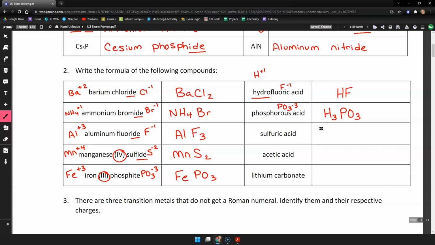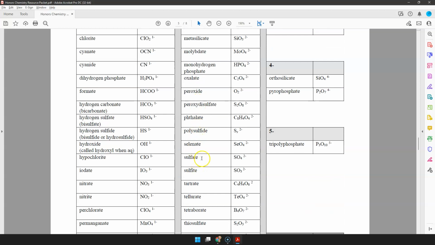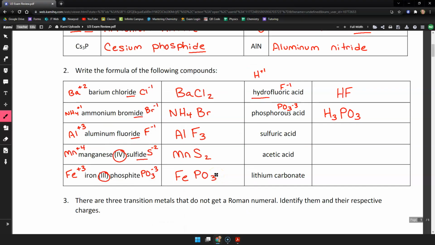Okay, sulfuric acid, again, no hydro, so we know that there has to be an oxygen. It can't be sulfur because there isn't a hydro. So let's go look at our table here. We have sulfate and we have sulfite. Since it's sulfuric acid, it has to end in ATE. So let's go back here. The only one that'll work is SO4, which has a charge of -2. Hydrogen, remember, has a charge of +1, so I'm going to need 2 hydrogens to balance this out.